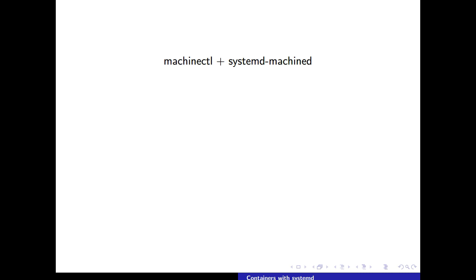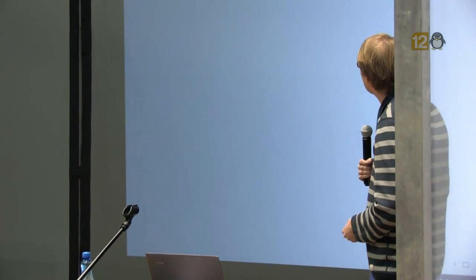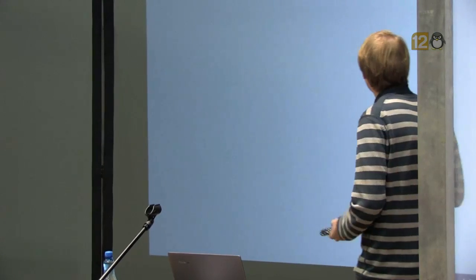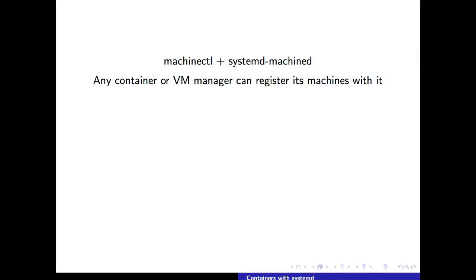The first set of tools that I would like to point you to is actually not systemd-nspawn, which is the real container manager, but something called machinectl and systemd-machined. Systemd-machined is basically a very minimal daemon that is bus activated on systemd systems, so it's normally not running until somebody actually asks for it. And it basically allows you to register VMs and containers from your manager with it.